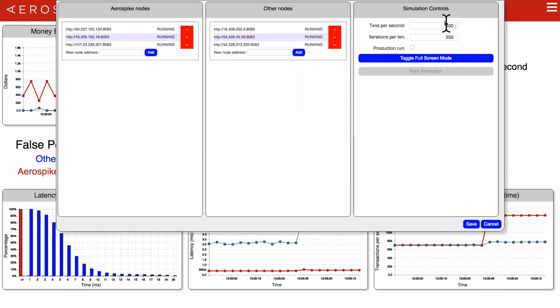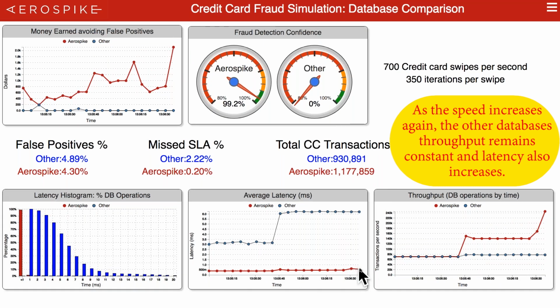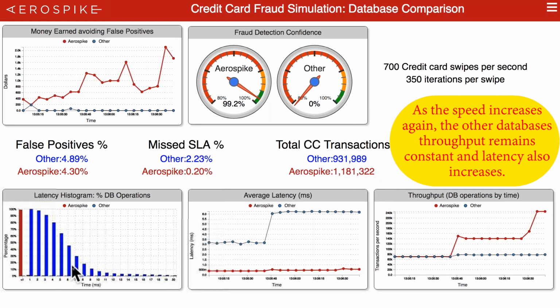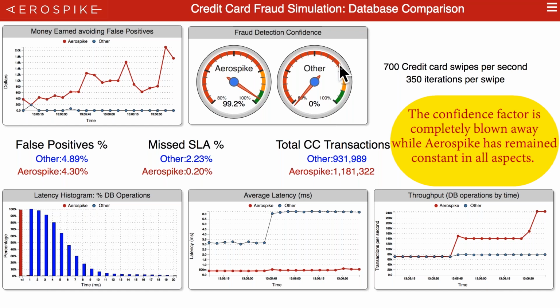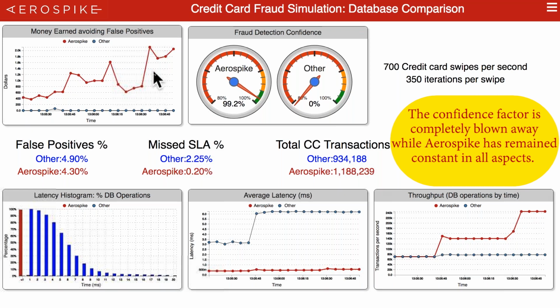Let's crank it up one more time, and we can see throughput increase. We can see latency remain the same for Aerospike, and again, the latency increases for the other database, as shown in our latency graph. The confidence factor is completely blown away with the other now because it's continually missing service level agreements, and we can see that the money saved using Aerospike as the underpinning database is much higher.